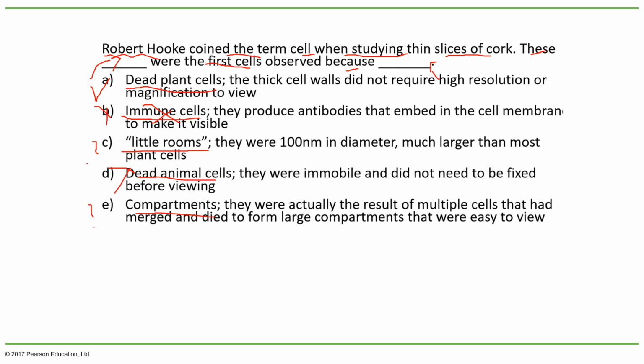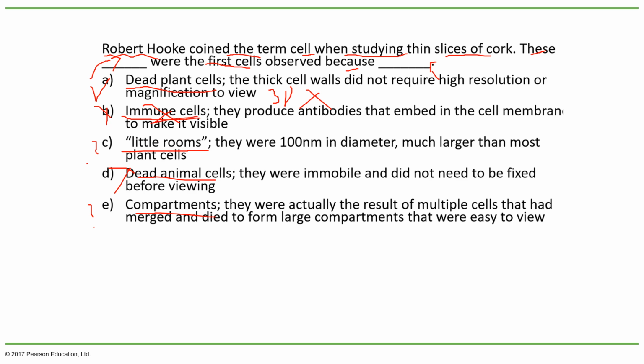Okay, so those dead plant cells, or little rooms or compartments, were the first cells observed because the thick cell wall didn't require high resolution or magnification to view. That makes sense, because if you remember, it was only 30x. Yeah, so that sounds good.